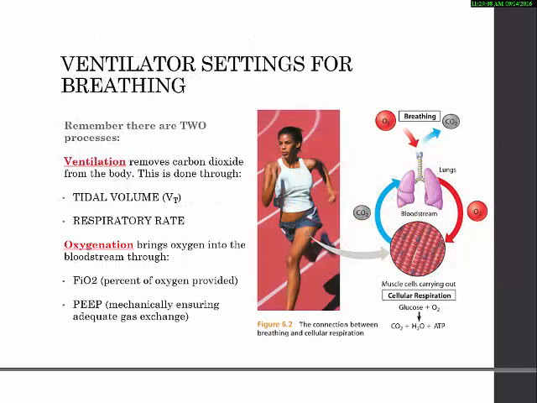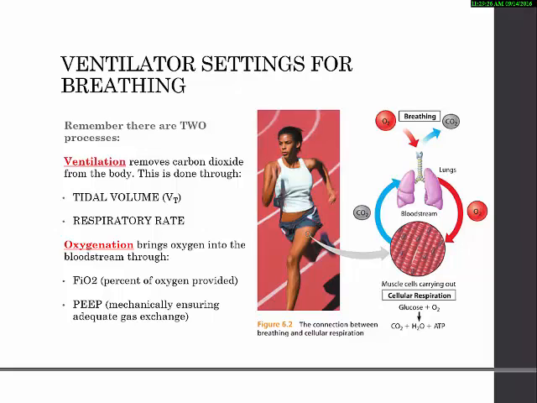There are settings on there. The new ventilators, as you probably have seen, have a whole bunch more buttons and lights and wonderful things. But basically, there's a bunch of settings to provide proper ventilator settings for the breathing. And there's two processes to breathing. I like to harp on this. I know people know this, but it's important to keep this in mind.